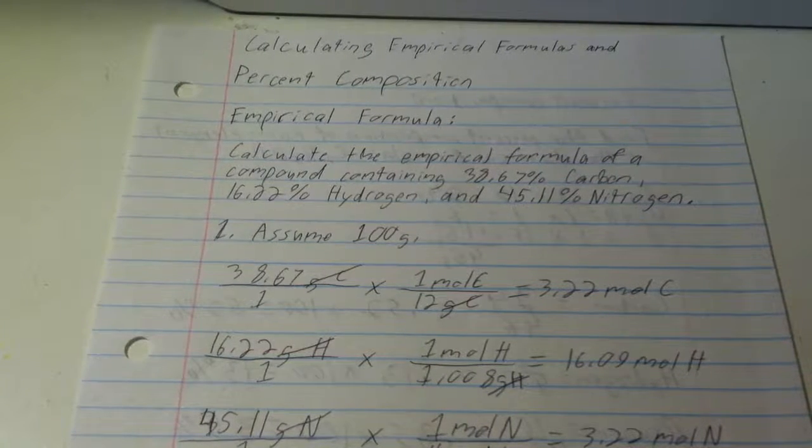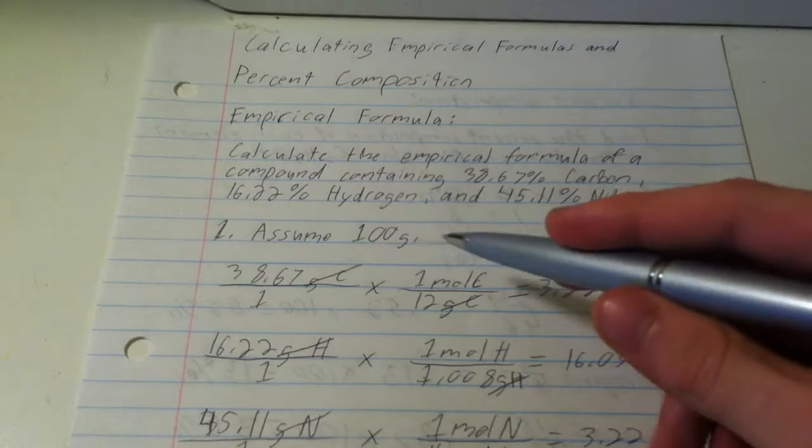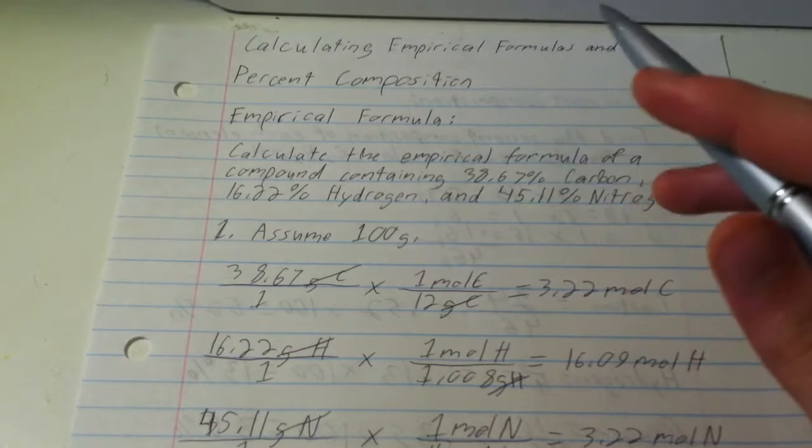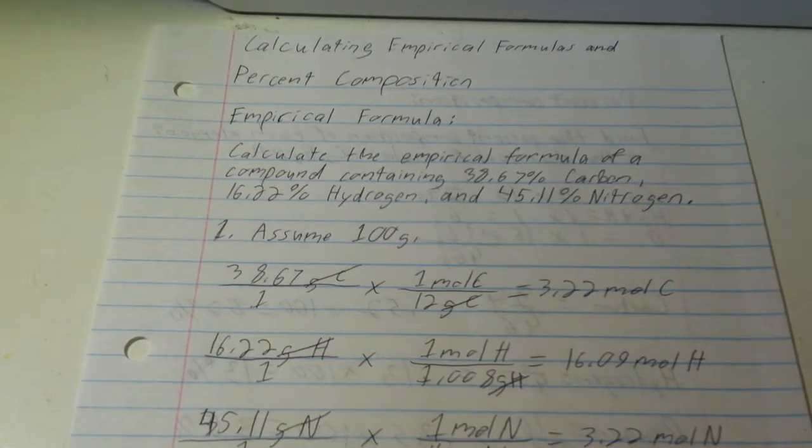Okay, this is going to be my video on calculating empirical formulas and percent composition. So my example question for empirical formulas is to calculate the empirical formula of a compound containing 38.67% carbon, 16.22% hydrogen, and 45.11% nitrogen. So we are going to assume that there's 100 grams so that doing all the calculations will be easier.